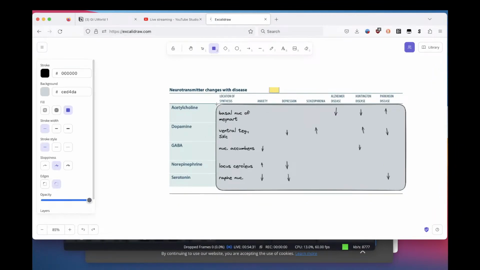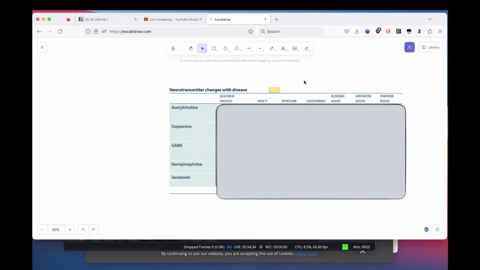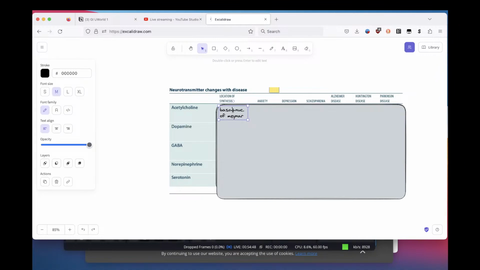Okay, so let's do another one. So this is basal nucleus of Meynert. Dopamine is ventral tegmentum, SNC, GABA is nucleus accumbens. Norepi is locus coeruleus, and serotonin is raphe nuclei.